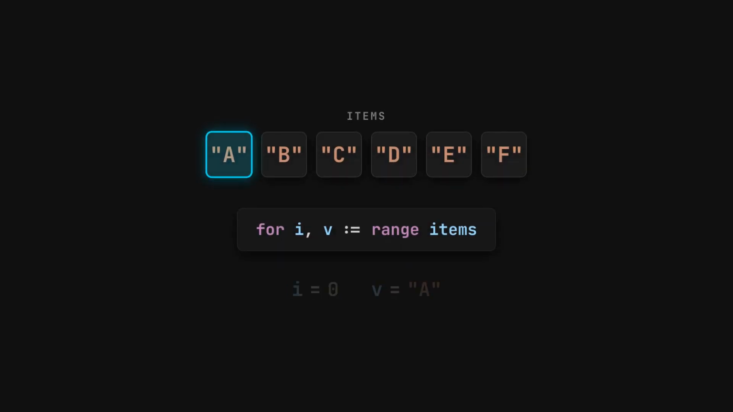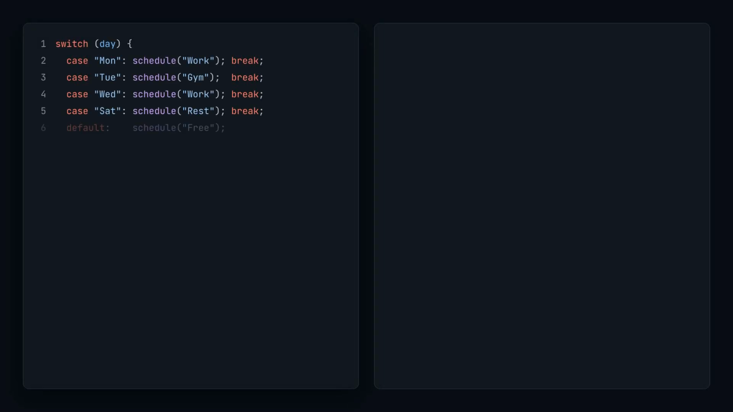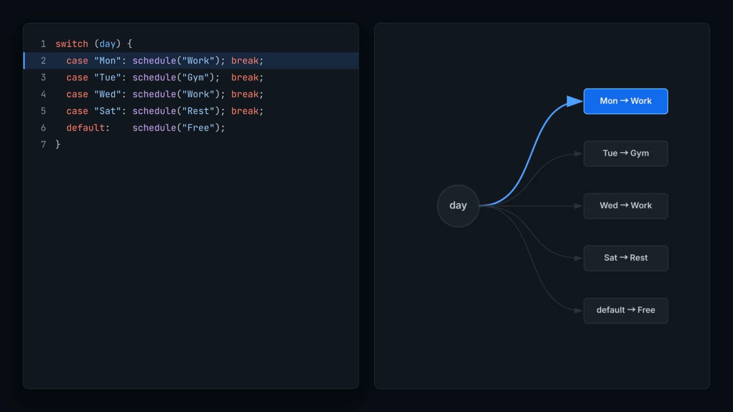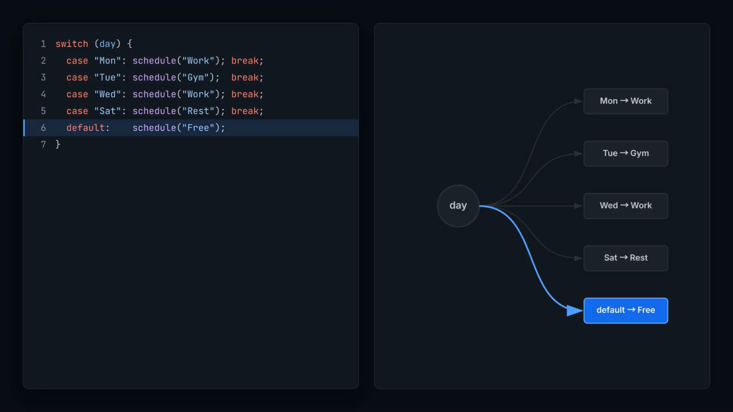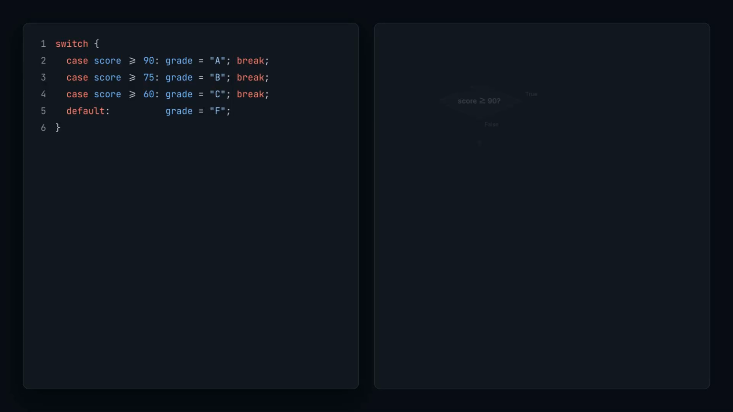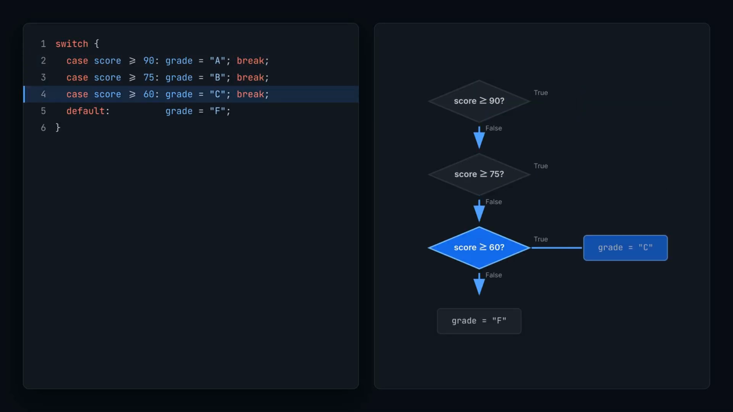The range keyword lets you loop over collections like arrays or slices. It gives you both the index and the value in each iteration. Switch statements provide a cleaner way to handle multiple conditions. You can match values directly or even use switch without an expression, making it behave like a flexible if-else chain.